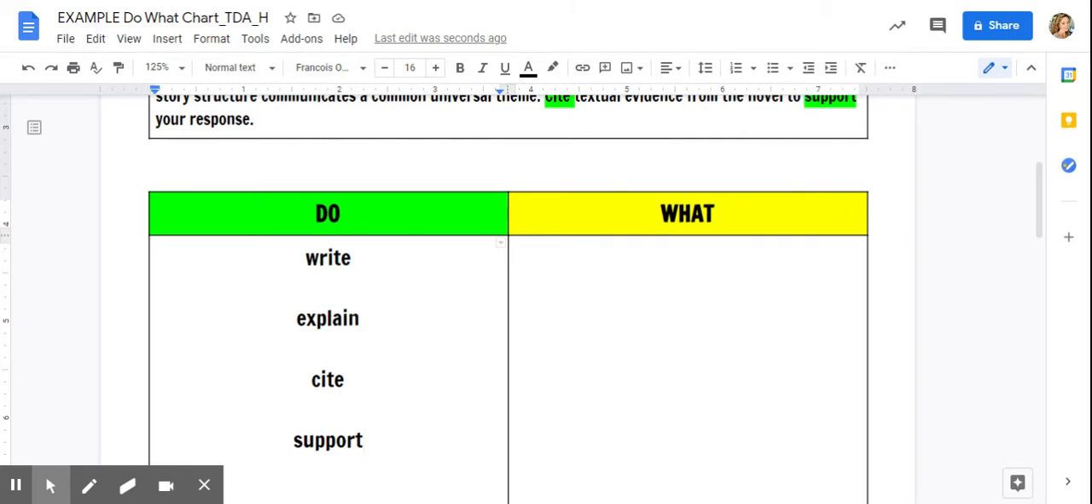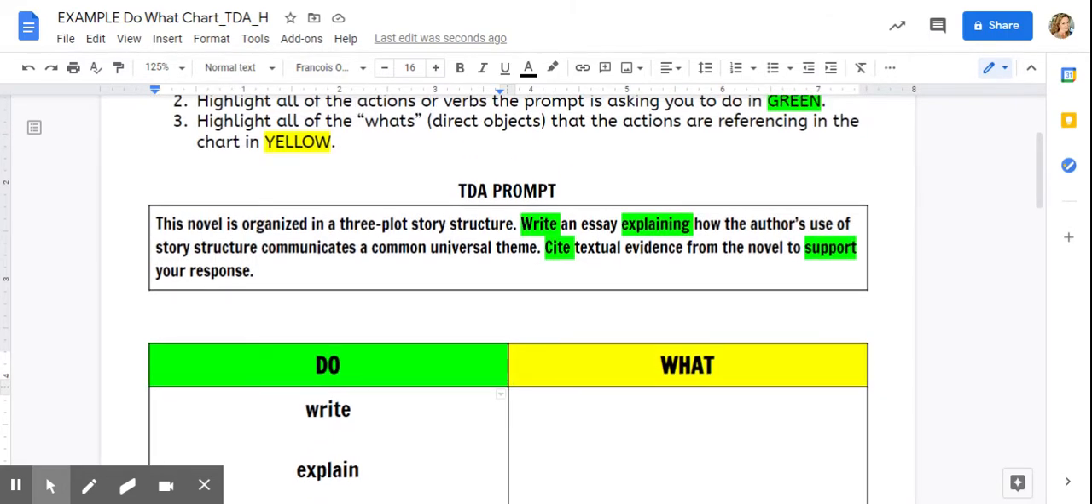Now we're going to go back and take a look at what we're supposed to do with these verbs. It's the what. It's called the direct object. So you basically ask yourself the question, what, with the verb. So the verb is write. Write what? Go up to the prompt. Well, you're going to have to write an essay. So the what is an essay. I'm going to center this so it matches my other side. And essay. Okay, that's the what for that one.